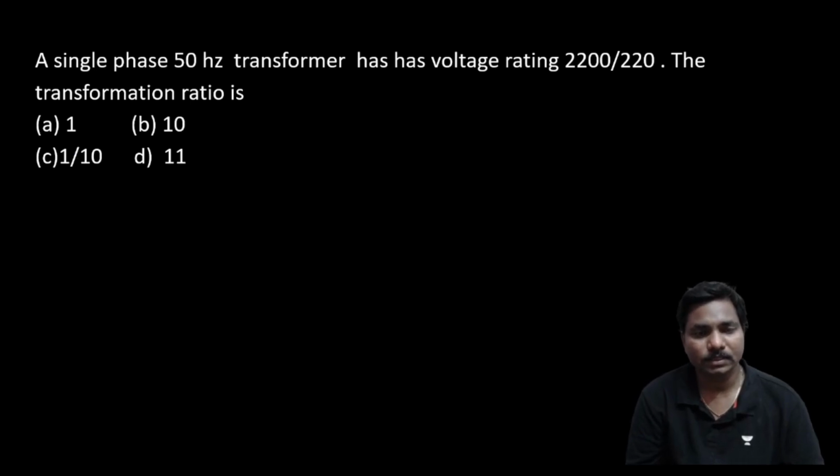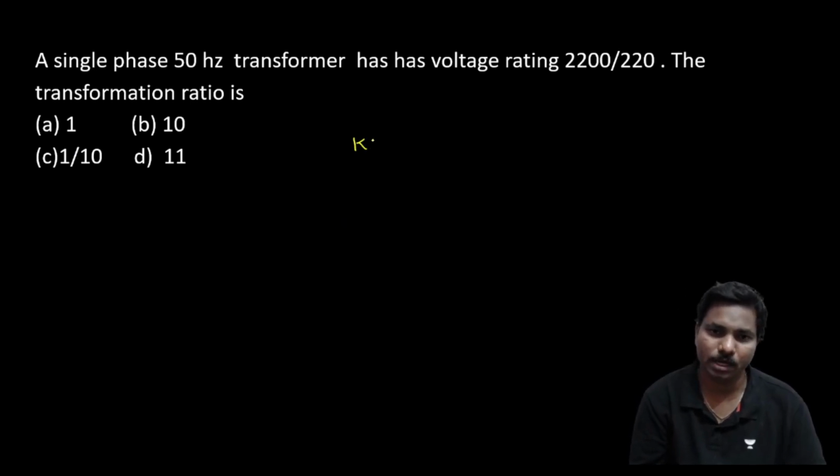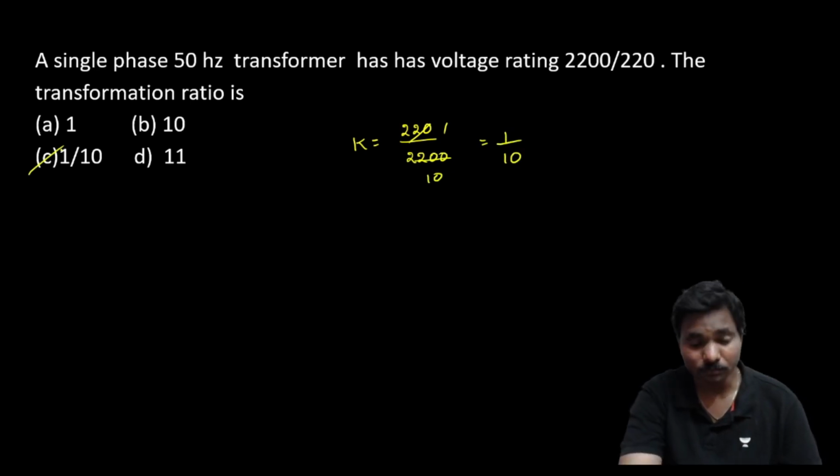A single phase 50 Hz transformer has voltage ratio 2200 by 220. The transformation ratio is the same, K is equal to V2 by V1, that is 220 by 2200, which is equal to 1 by 10. So the answer is option C.